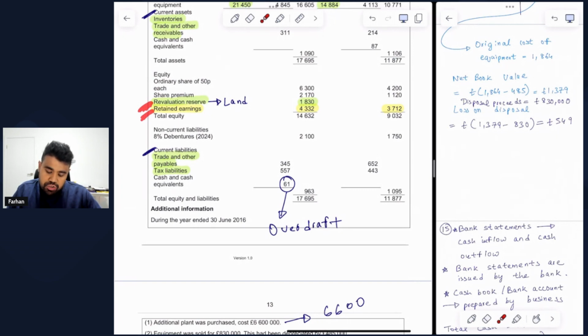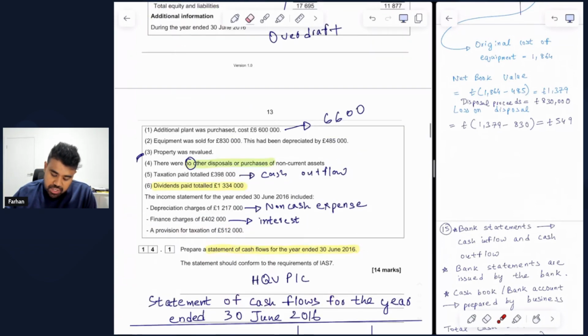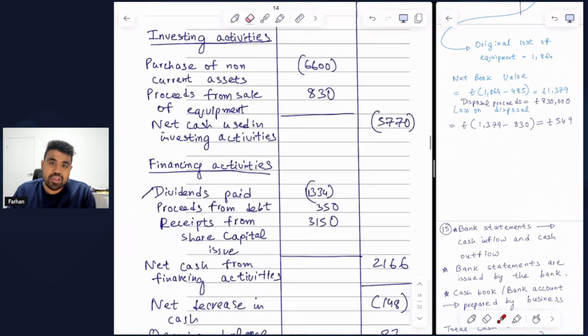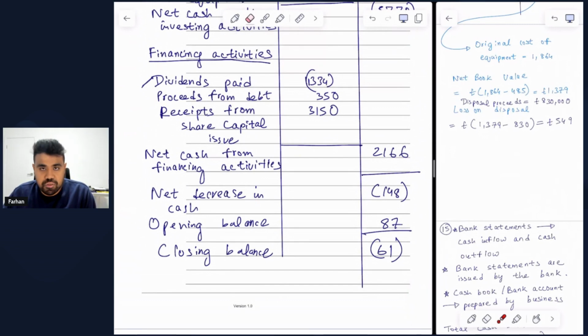What about the revaluation reserve? Now, revaluation reserve is not really exactly cash. Think about it. A land goes up in value. A property goes up in value by £1,830. It's not really cash. It's just valuation done based on existing market conditions. So unless you sell it, you're not really getting any cash. So that is why we can't really include revaluation reserve as part of the financing activity in this case, because it doesn't meet the definition of a cash inflow.